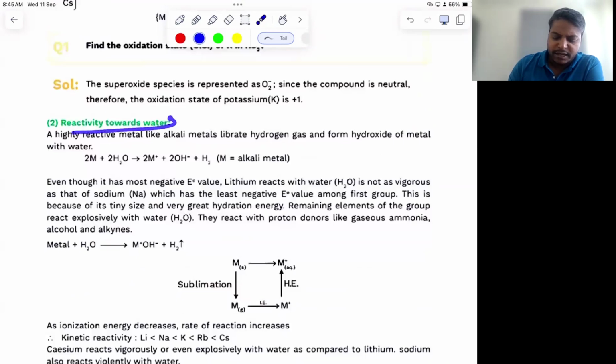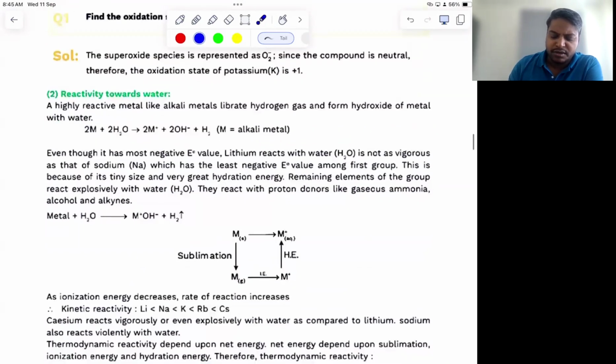Next you see how they react towards water. When you add metal to water, they immediately release H2 gas and convert themselves into hydroxide. Even though lithium has a highly negative reduction potential, it is not as vigorous as sodium or other elements. This is because of its tiny size and great hydration energy. The remaining elements of the group react explosively with water. They react with proton donors like gaseous ammonia, alcohols, and alkynes also.